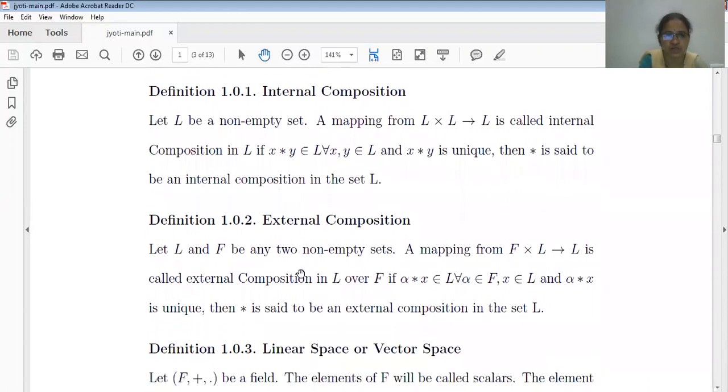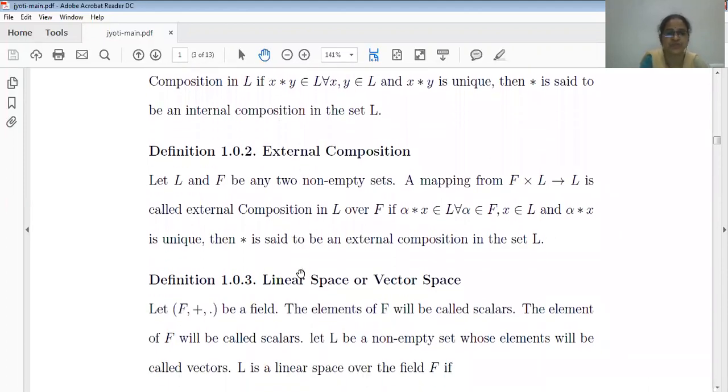Let us try to understand external composition. Here we have two different sets. Let L and F be two non-empty sets. A mapping from F cross L to L is called external composition in L over F if alpha star x belongs to L for all alpha in F, x in L, and alpha star x is unique. Then star is said to be an external composition in the set L.